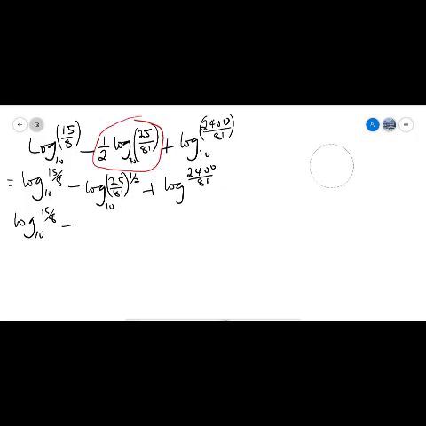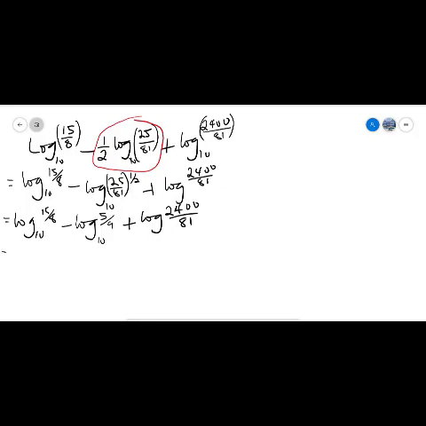Okay, so 25 raised to the power of half will give us 5 over 81 raised to the power of half, that's square root of 81, which is 9, base 10 plus log 2400 over 81.